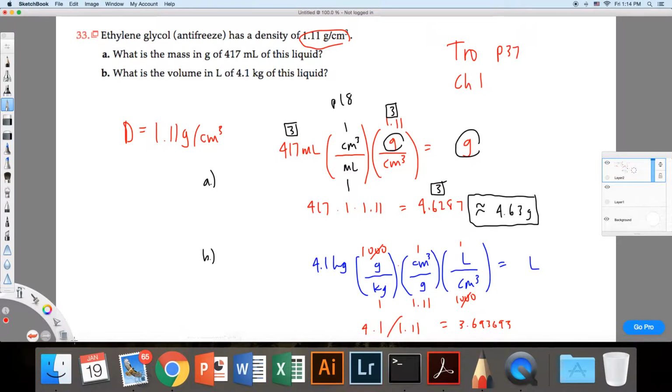Let's go back to black for this. There's 2 sig figs in this number and 3 in this one. So how many in my answer? It's the least of the 2, so it can only be 2 sig figs. So this is going to be reported as 3.7 liters. Okay, I hope that's helpful.